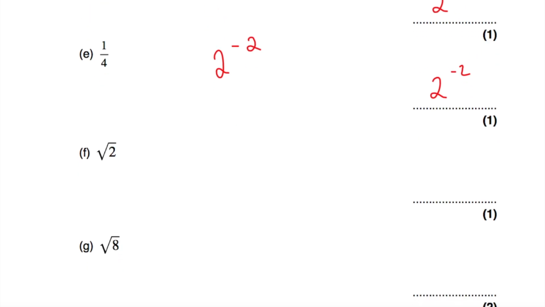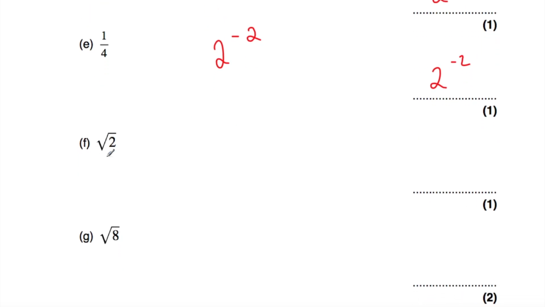Okay, our next one, F. For F, we want to write the square root of 2 as a power of 2, so it'll be 2 to the power of something. Remember, if we've got to the power of a half, it means square root it. So if we wanted to write the square root of 2 as 2 to the power of something, it'll be 2 to the power of a half, because that'll be the square root of 2.